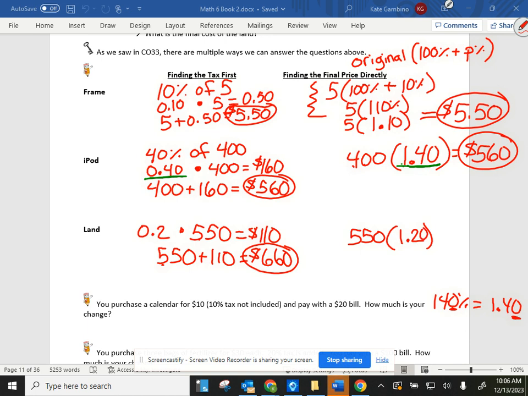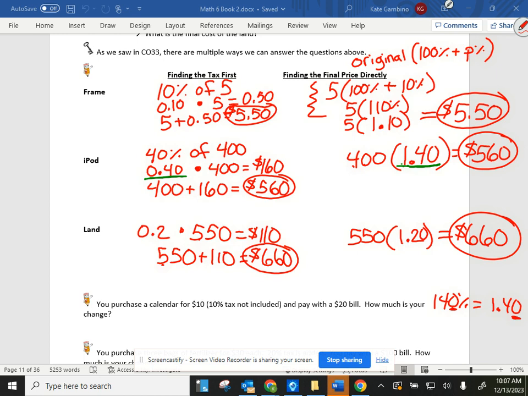Do not forget that decimal point. It will make a very different answer. 1.2 versus 120. Big difference. So make sure you convert your percentage to a decimal point. What is 550 times 1.20? Zelda. It's going to be 660. It is going to be the same answer of 660.